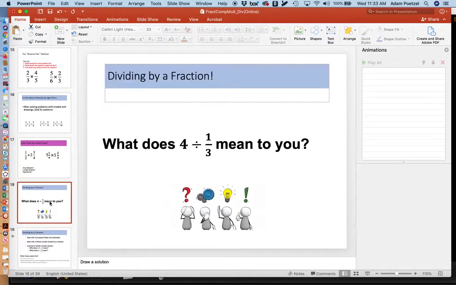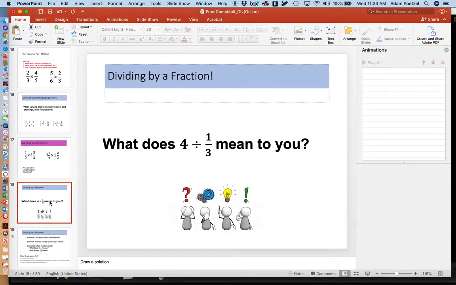But let's take a look now at division of fractions. And again, let's start with a whole number divided by a fraction. So for this one, what does that mean to you? Maybe stop for a second and think about that. What's a word problem that would make sense for 4 divided by 1/3? What would be a visual you could draw that would actually show what 4 divided by 1/3 actually means?